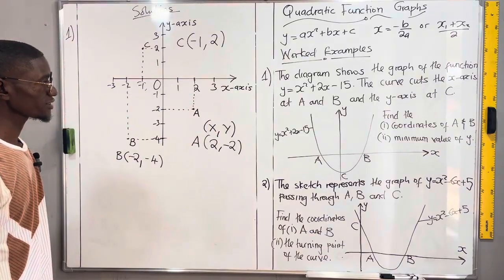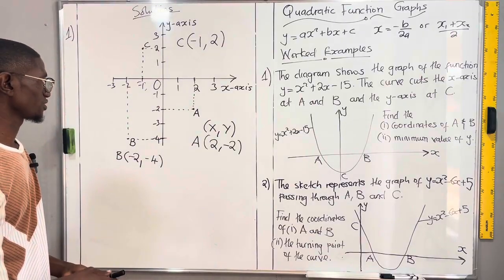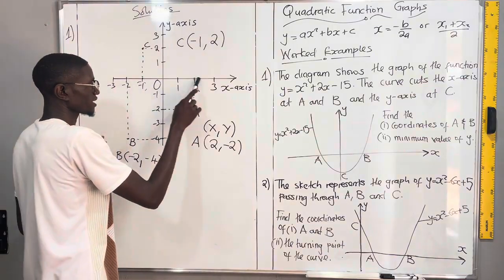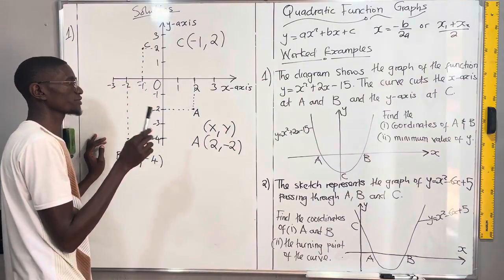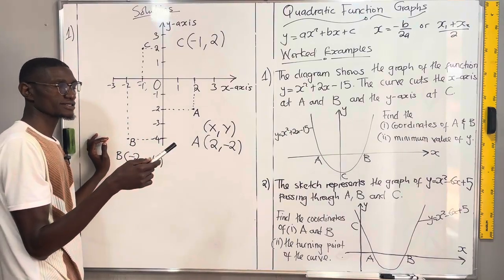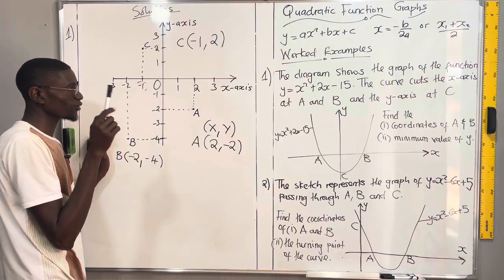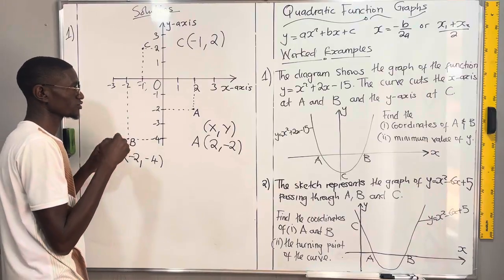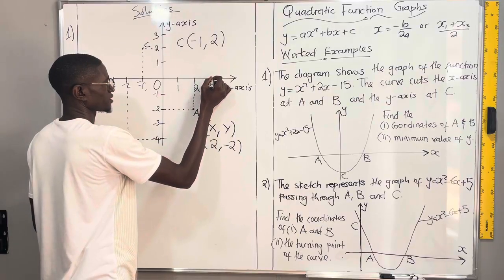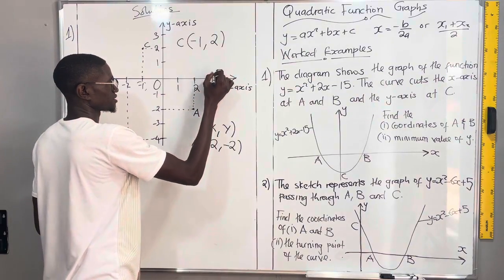Now, there's another important thing you need to take note of, and this is that all the points lying on the x-axis, their y coordinate is always 0. Let's say there's another point right here, and this point is called D.